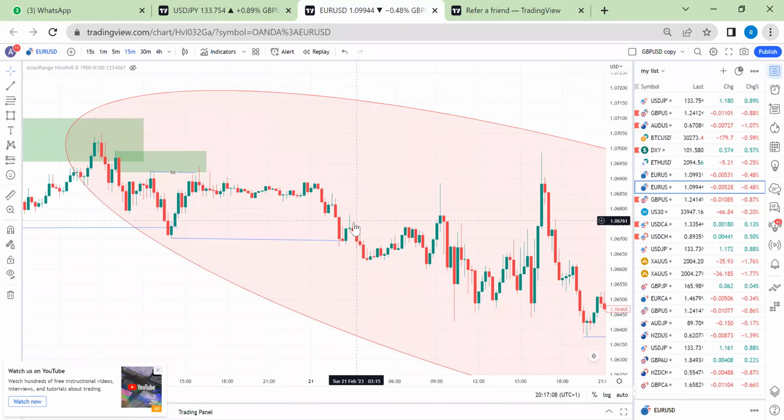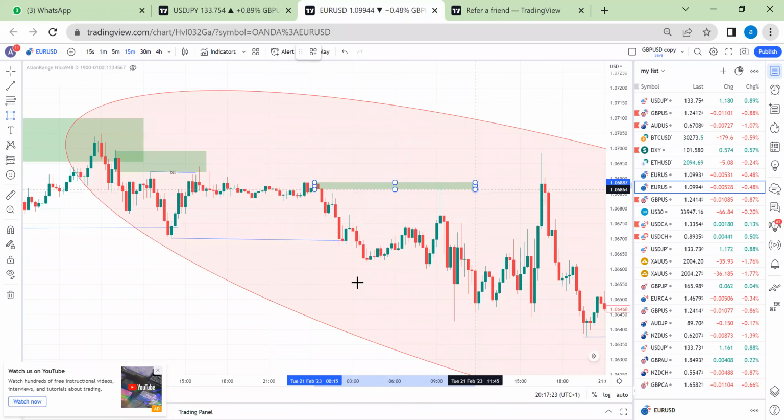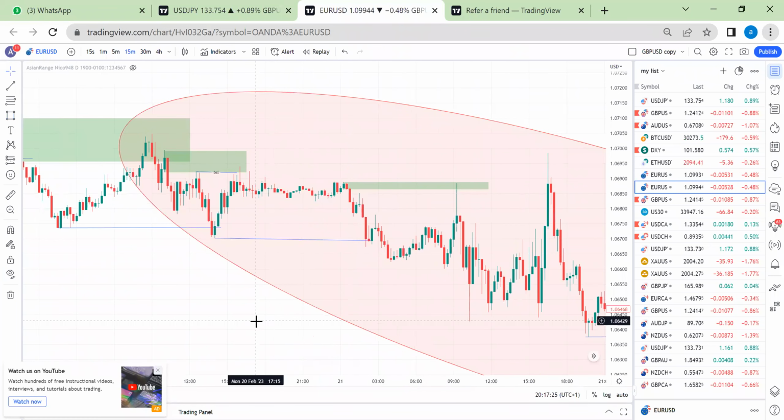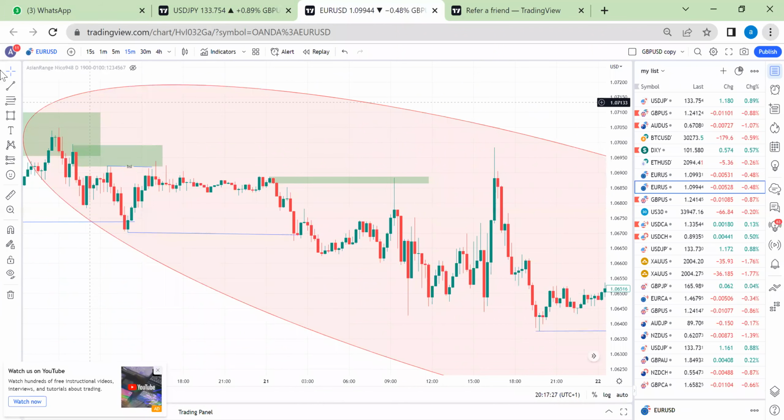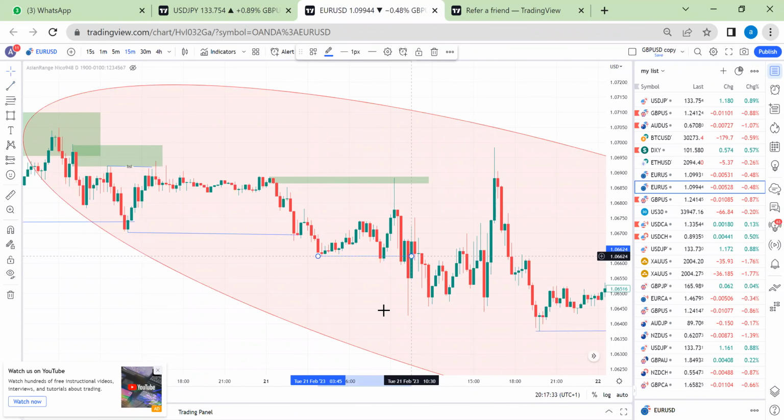Price tapped, cleared all those liquidity because it's like an order block, and came for this order block right above here. Came for that order block, and again break of structure, right?